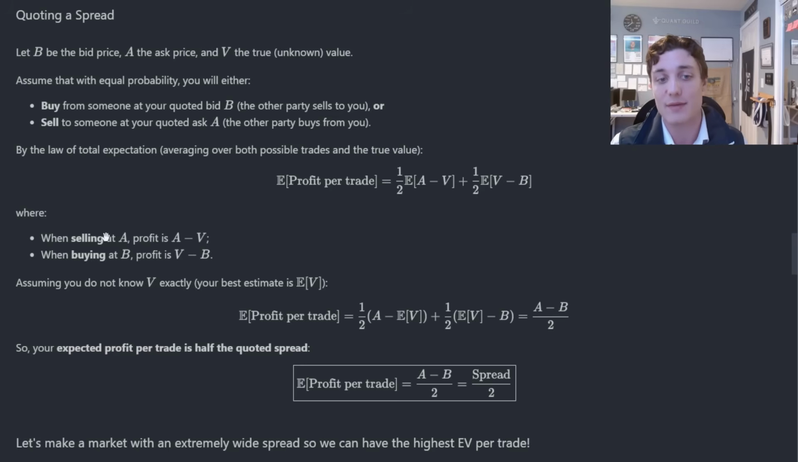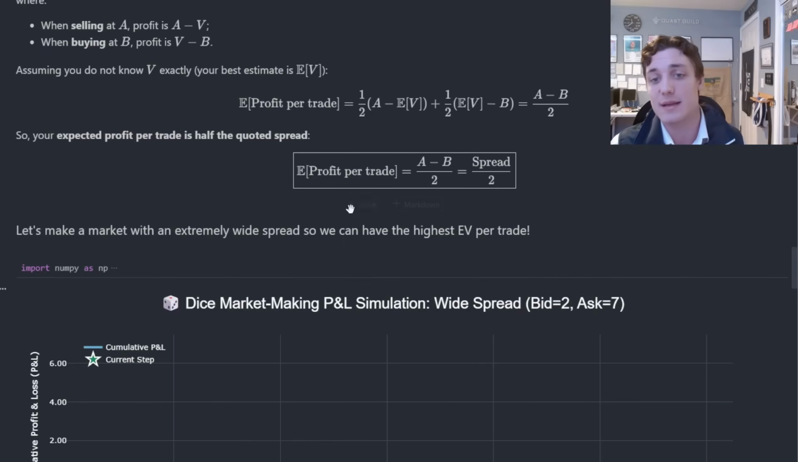When selling at the ask, the profit is going to be the difference between the ask and the realization. And when buying at the bid, the profit is going to be the difference between the realization and the price that we paid at the bid. And it turns out that the expected profit per trade is going to be the ask minus the bid divided by 2. In other words, it will be the spread over 2.